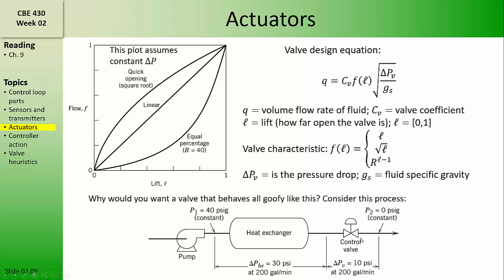Consider a process for which a pump supplies the flow of a process fluid through a heat exchanger and a control valve. The pump provides a constant head pressure of 40 psi, and the pressure drop across the heat exchanger and the control valve depends upon the flow rate. At the design flow rate of 200 gallons per minute, the delta P across the heat exchanger is 30 psi and the delta P across the valve is 10 psi.